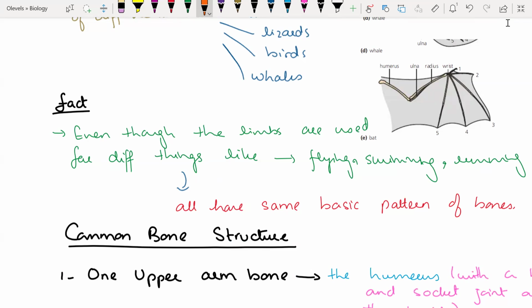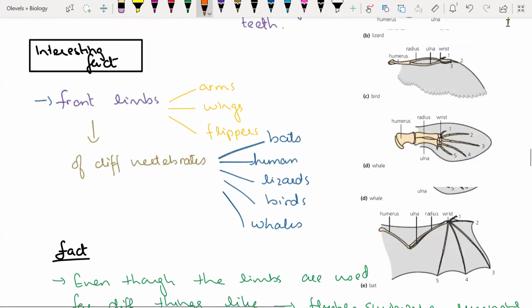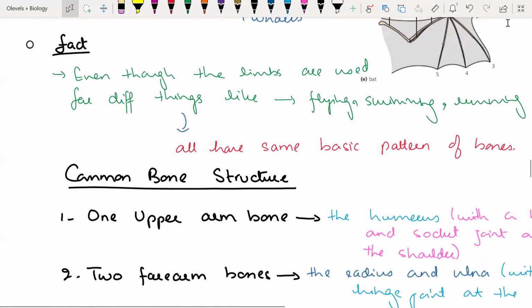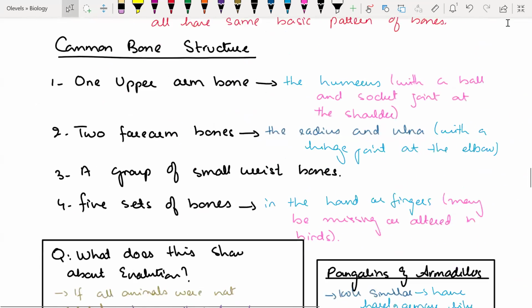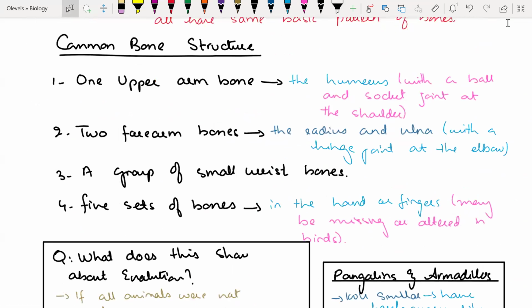Now, what is that basic pattern of bones? Let me tell you. I'll first explain that and then I'll show you with the help of images. The basic pattern is that all these vertebrates have one upper arm bone that is called the humerus, with a ball and socket joint at the shoulder, so you could easily move your arm in various directions. Then you have two forearm bones, the radius and the ulna, with a hinge joint at the elbow.